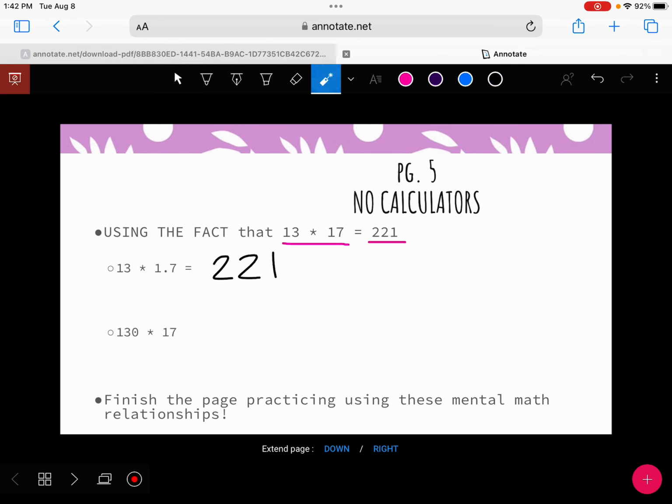Because this is still 13 times 17. We just took a decimal place in, so we're going to take a decimal place in here.